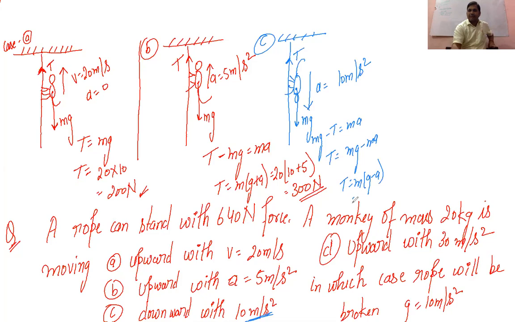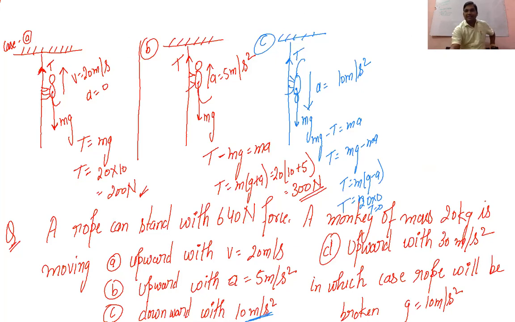We can put the value here. M is your 20, g minus a is 10 minus 10, which is 0. Yeah, the tension will be 0 here. There will be no effect on the rope. Okay? There will be no effect on the rope.